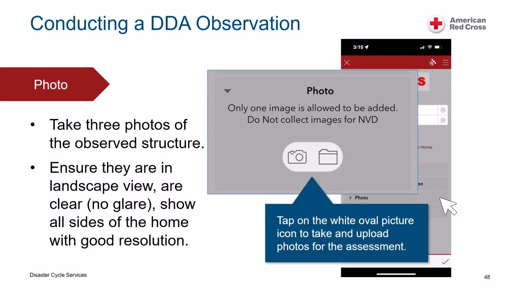Now it's time to walk around the structure to take 3 photos of the exterior. Ensure your photos are taken in landscape mode without glare and clearly show all sides of the home. To take the photo, select the camera icon. When you are ready, clicking on the shutter will automatically take and attach a photo.